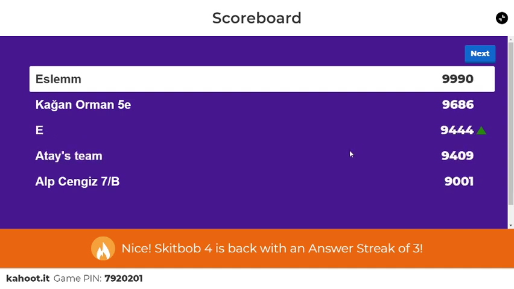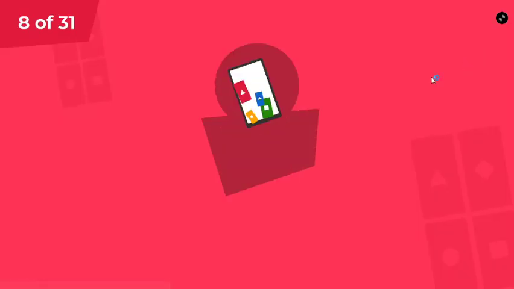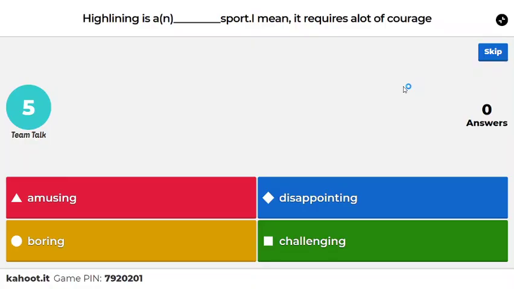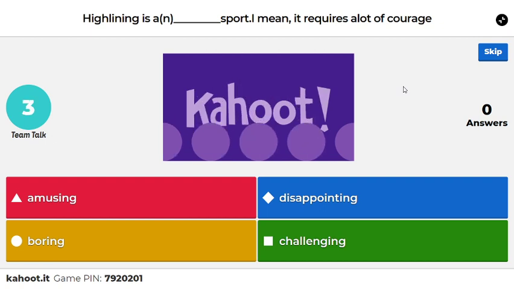Number one is Eslem, number two is Kaan, number three is E, number four is Atay, number five is Alp. By the way, Skitbop 4 is back with an answer strike of 3. He restarted his fire. Congratulations, Skit. And let's get to the eighth question. Highlining is a or an sport. I mean, it requires a lot of courage. Amusing, disappointing, boring, or challenging. Which one?